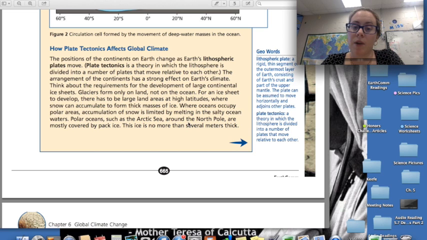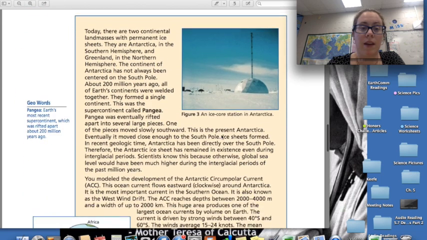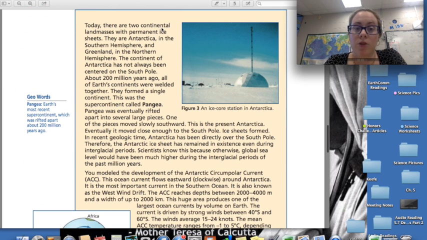Polar oceans, such as the Arctic Sea around the North Pole, are mostly covered by pack ice. This ice is no more than several meters thick. Today, there are two continental landmasses with permanent ice sheets. They are Antarctica in the southern hemisphere and Greenland in the northern hemisphere. You'll notice that they don't talk about Canada.